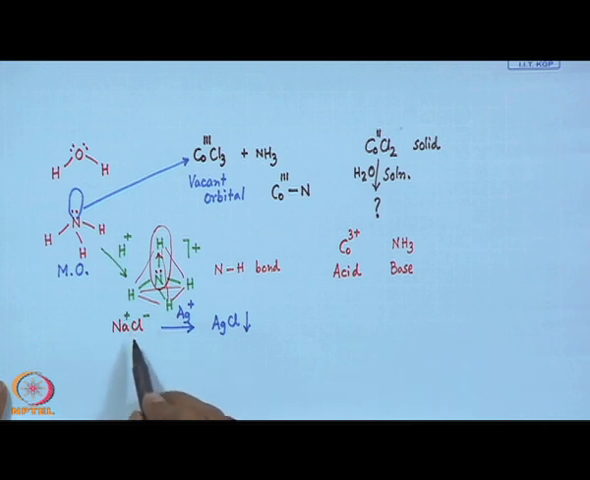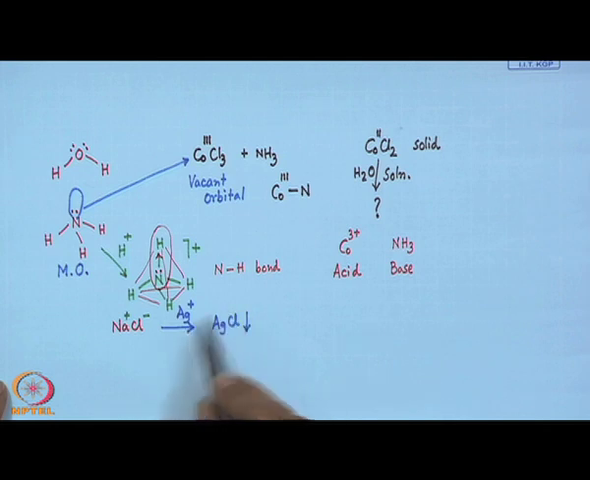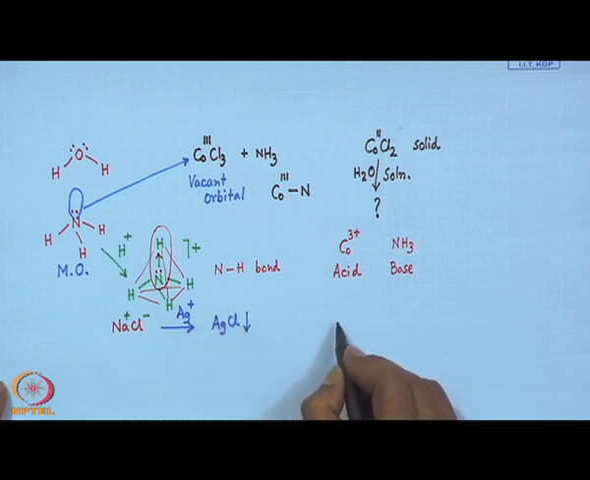So, we have Cl minus, and this Cl minus can react with the silver ion present in silver nitrate, giving you the silver chloride precipitation.